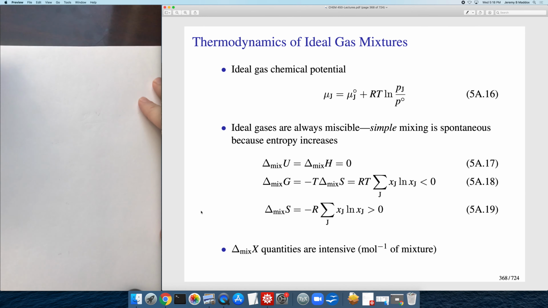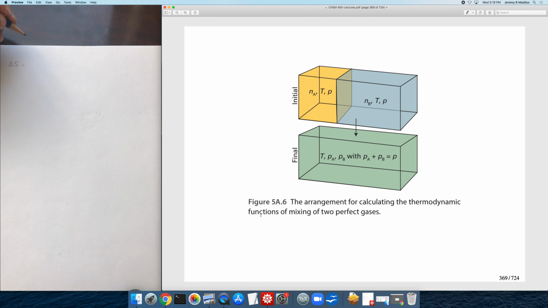So first off, if delta H is 0, then delta G of mixing is just minus the temperature times delta S of mixing. So let's calculate the delta S of mixing for mixing ideal gases. The way to think about this formula that I'm deriving is that you've got some number of moles of gas A at temperature T and pressure P that is going to be mixed with some number of moles of gas B at temperature T and pressure P.